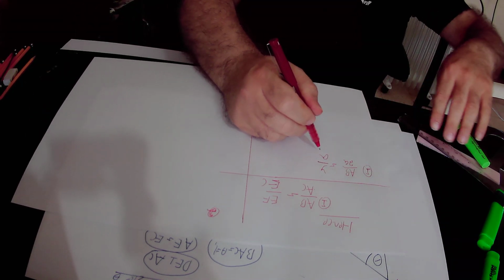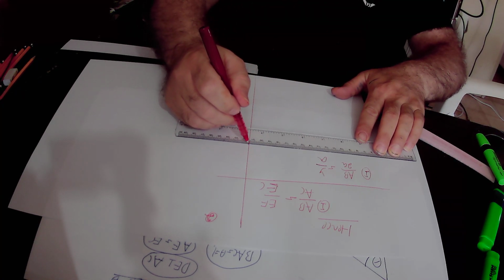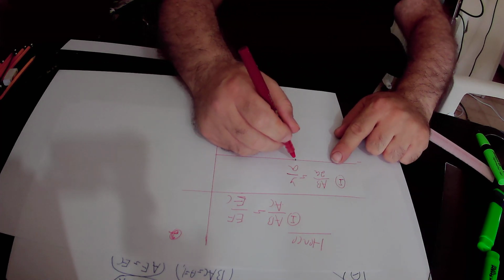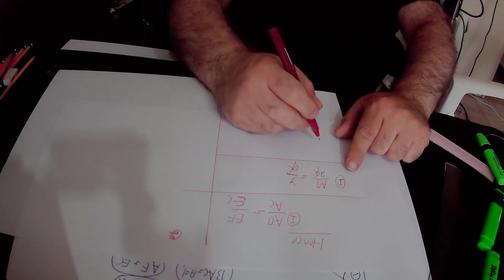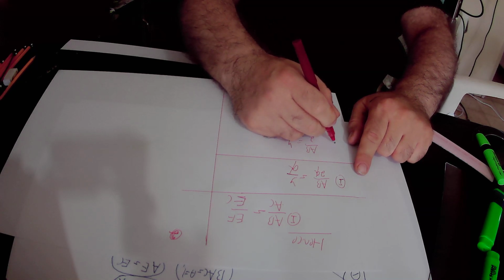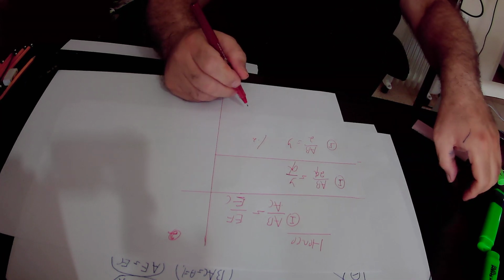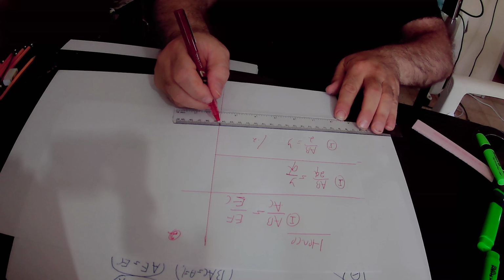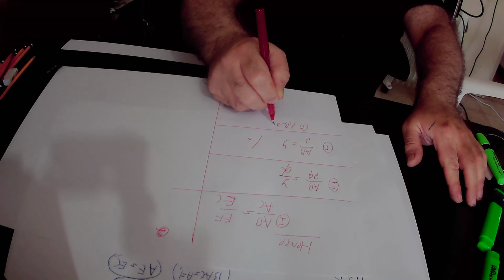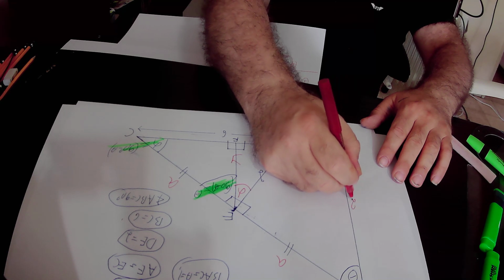In conclusion, we found out that according to equation number 1, AB over 2A equals Y over A. Here we have A on both sides of equation number 1, so A will get cancelled, and we are left with AB over 2 equals Y. We multiply by 2, and we get that AB equals 2Y. So you can write here that AB equals 2Y.